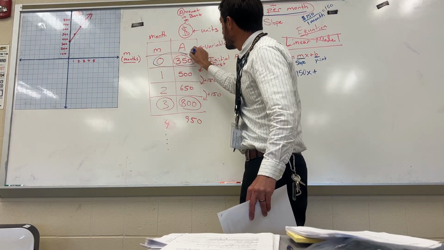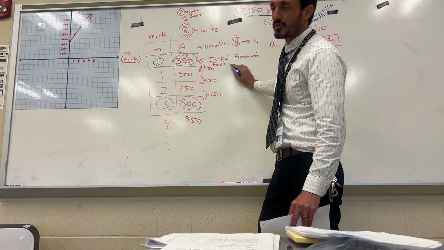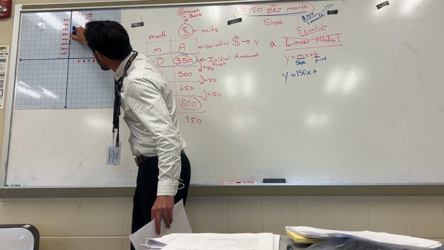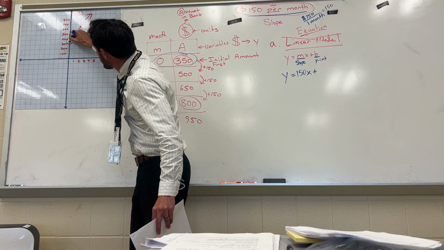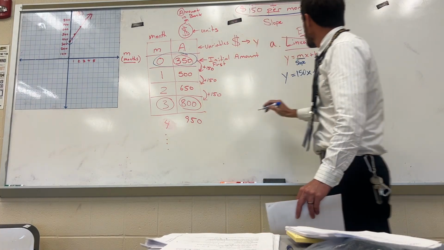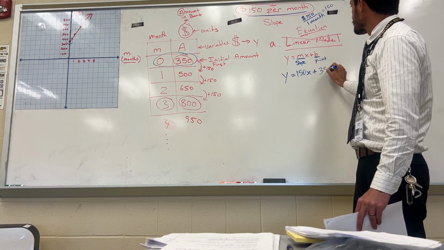That comes from that initial starting amount, or the initial amount in the bank. Notice this is also where the graph crosses the y-axis. The graph crosses the y-axis at 350. The initial amount in the bank was 350. That is your y-intercept, so we're gonna put plus 350.